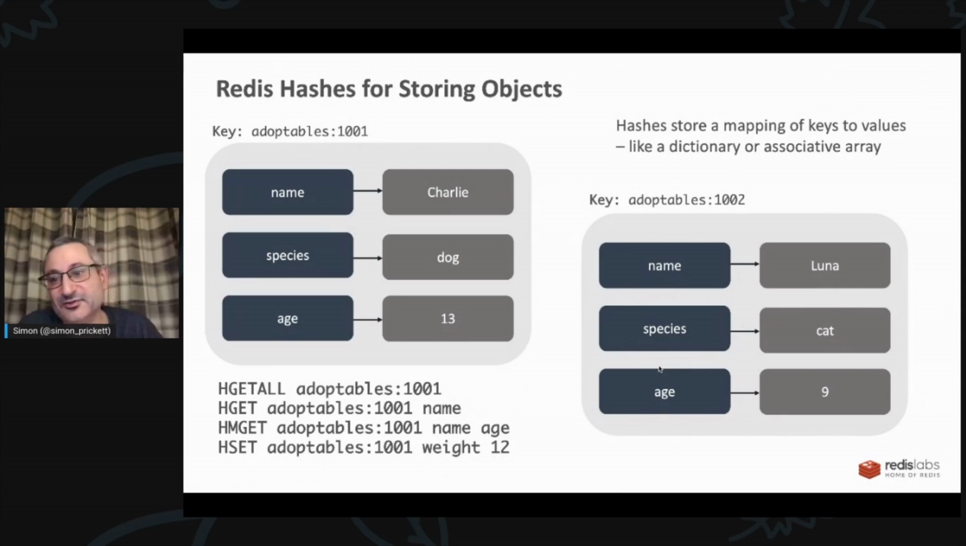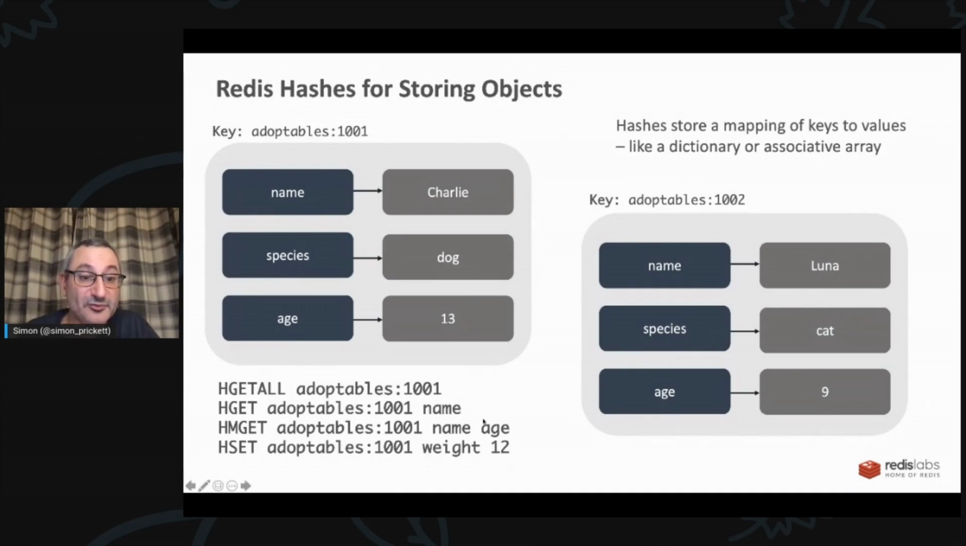Adoptables:1002 happens to have the same key names, but Luna is a cat. But we could add key name value pairs to either of these, and we don't have to add them to the others. There's no requirement for all of these to match up. So the way that we create and manipulate hashes is using H commands. They all begin H for hash. So we can do HGETALL adoptables:1001, and it'll return all of the name value pairs.